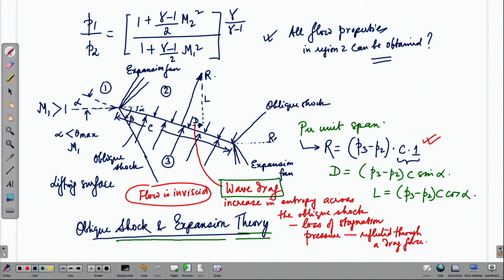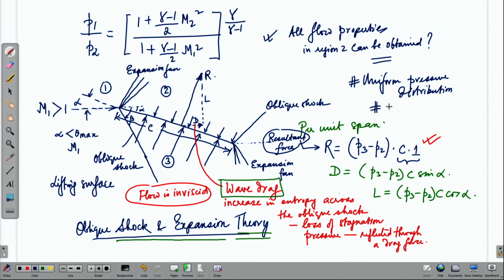So, this was the resultant force, and it came from a uniform pressure distribution both on the upper and lower surfaces of the flat plate.